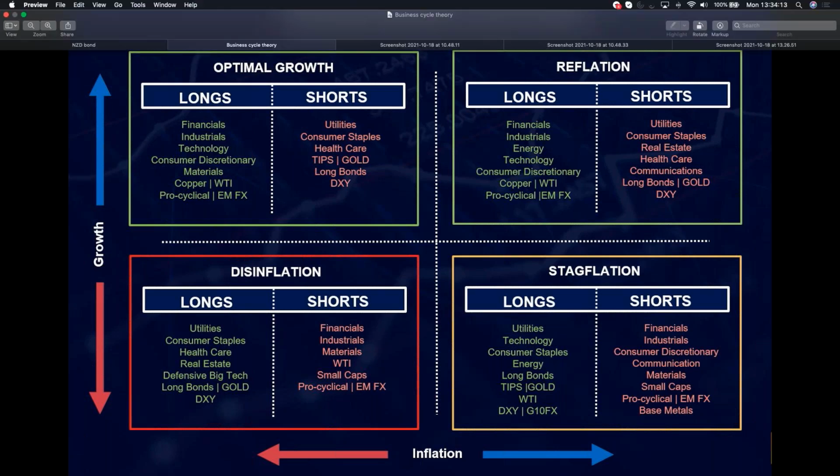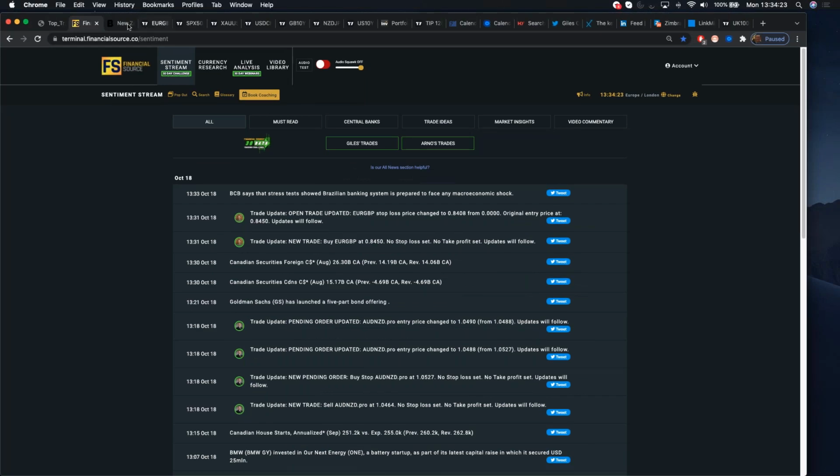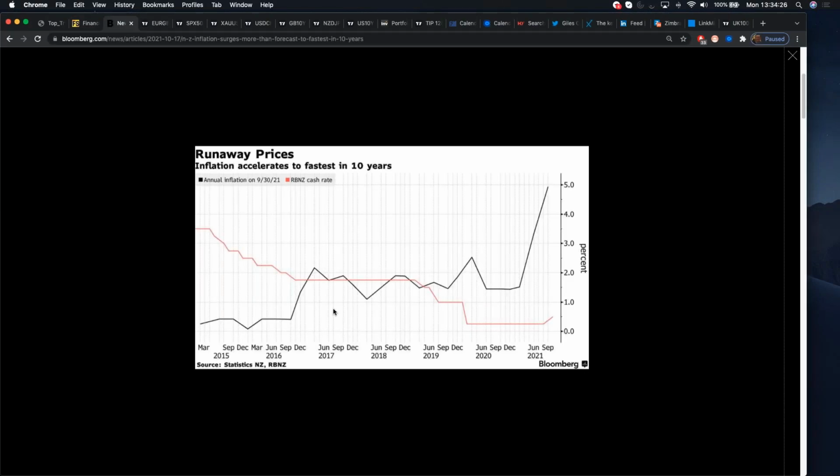So now that we've understood that, let me show you what's happening. Last night we had more fueling of the reflationary environment. Now, for the Reserve Bank of New Zealand, we had CPI data released, and the year-on-year reading was the highest in 10 years: 4.9% for the third quarter reading versus 4.1% expected. That is very fast.